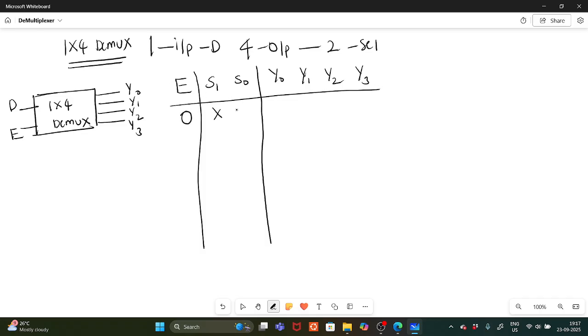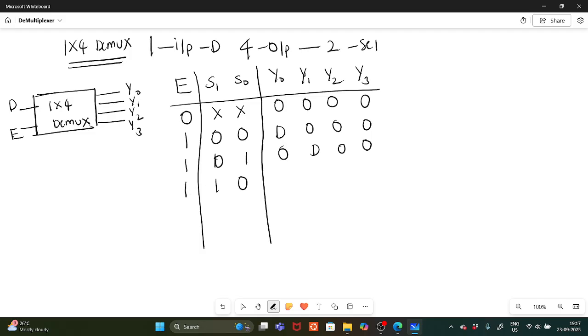Whatever may be the selection line, you are getting the output as 0. When enable pin is 1 and selection line is 0 0, the data input is connected to Y0, and the remaining outputs are all 0. When enable pin is 1 and selection line is 0 1, the data pin is connected to Y1. When enable is 1 and selection line is 1 0, the data pin is connected to Y2. When enable is 1 and selection line is 1 1, the data pin is connected to Y3.